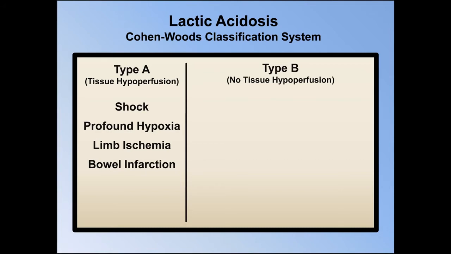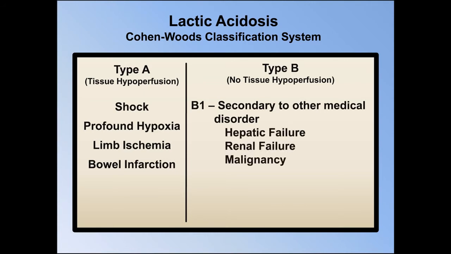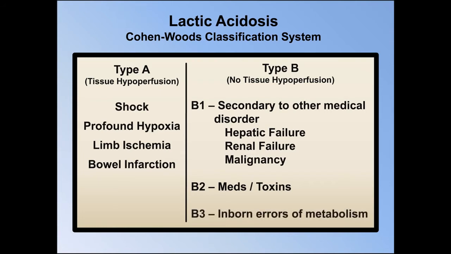Type B has been subdivided into B1, which is lactic acidosis secondary to another medical disorder, most commonly hepatic or renal failure or malignancy. B2 is lactic acidosis secondary to medications or toxins. And B3 is that secondary to inborn errors of metabolism.